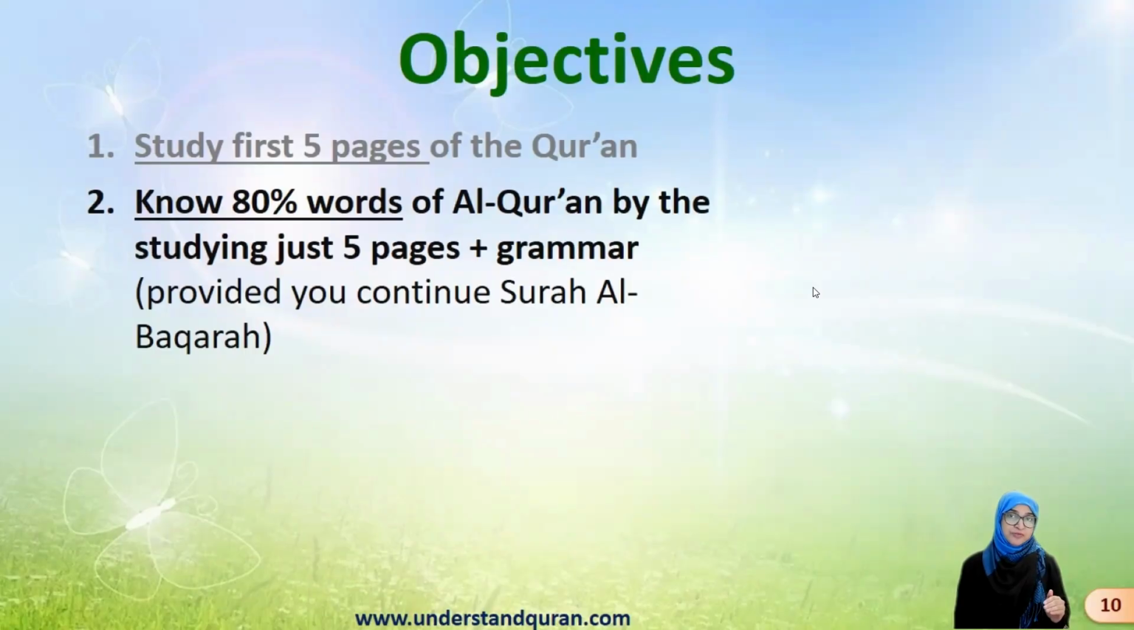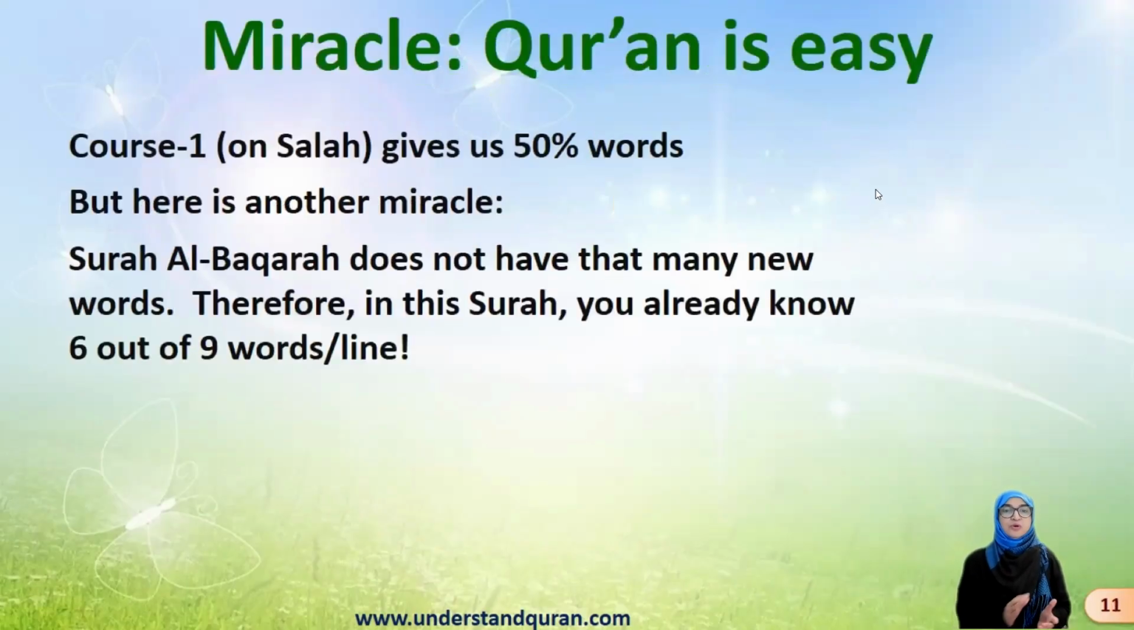So in course 1, we finished 50%. In this course, you will learn 80% of the words of the Quran. So there's another miracle here. Why am I jumping to 80%? You must be thinking, she finished the first course at 50%, and now she's doing 80%. How can we do that? Because Surah Al-Baqarah itself is a miracle in that it doesn't have many new words. If you've done course 1, now if you do Surah Baqarah, you'll find so many words familiar, and it is so easy. This is Allah's miracle.